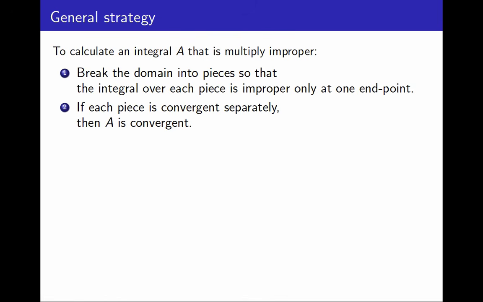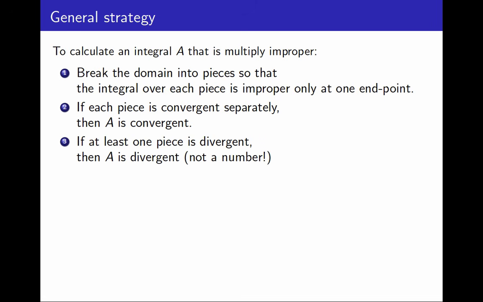Then, if all the pieces are convergent separately, then the original improper integral is also convergent. And then you can use all the properties you expect to be able to use for integrals, and you never get contradictions, and everything is fine. But if at least one of the pieces is divergent, then we say the original integral is also divergent, and then it is not a number. Any attempt to define it as a number will probably lead to trouble.